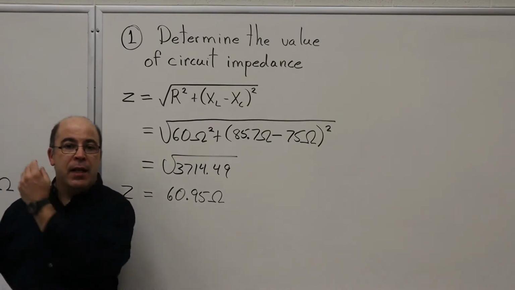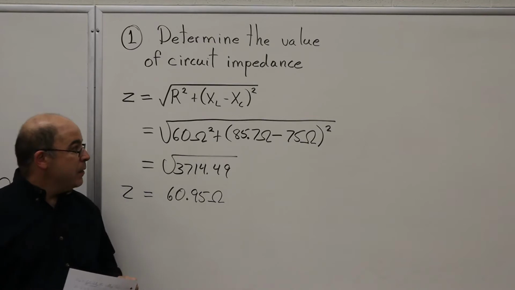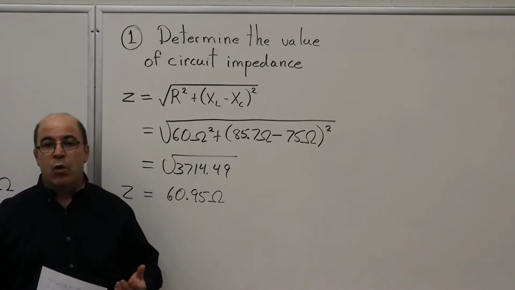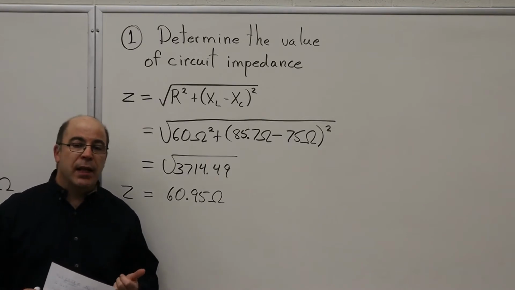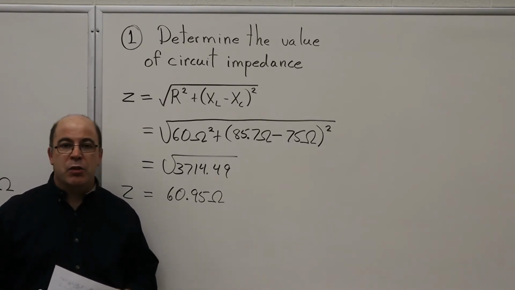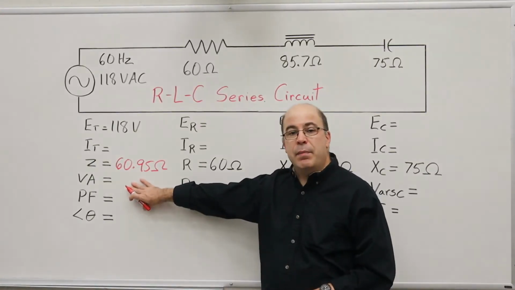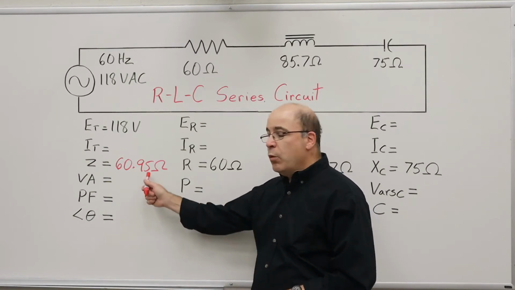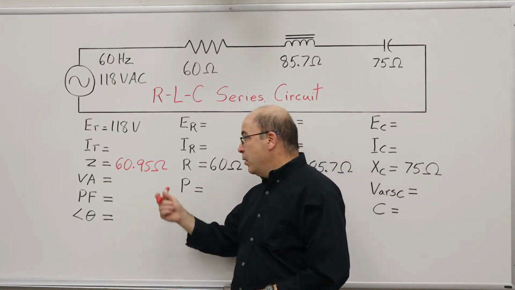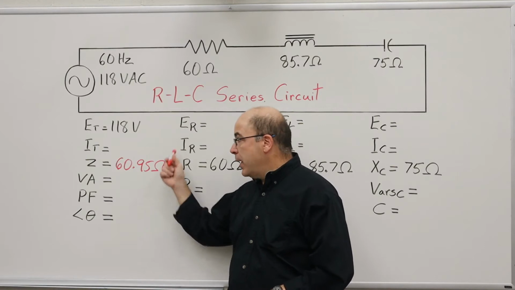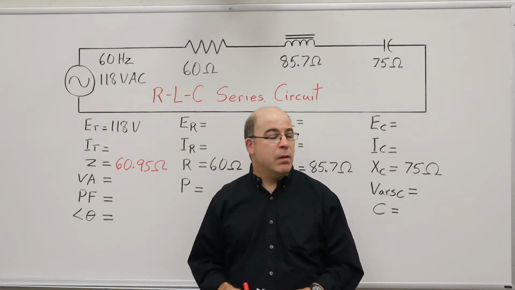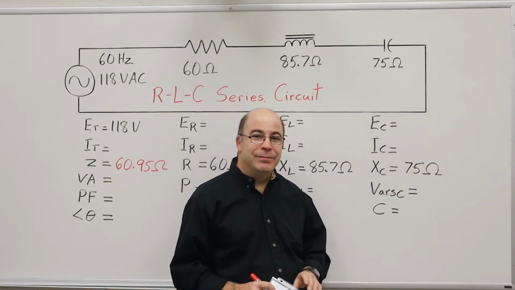So there's our impedance. I'm going to go ahead and input it down on the chart, and at this point, now that I have impedance, I'm going to use an Ohm's law formula to calculate the value of circuit current. Now that I've got impedance written down at 60.95 ohms, I'm going to use Ohm's law, and we're going to calculate the value of current draw for the entire circuit. So I'm going to meet you down there.